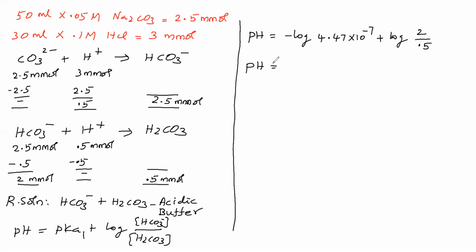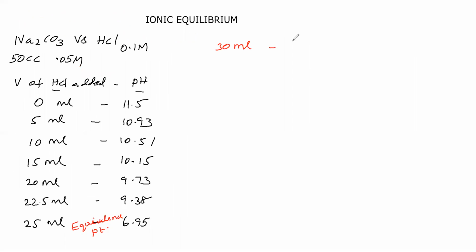By simplifying this, we are getting pH. pH is how much? 6.95. Okay, so we got the pH of the solution. That value we will write here. So on adding totally 30 ml of HCl into the conical flask solution, the pH of the solution becomes 6.95.